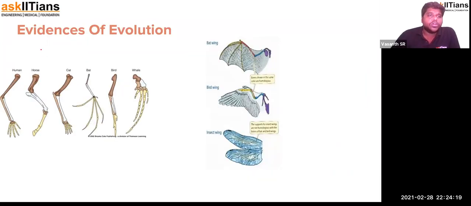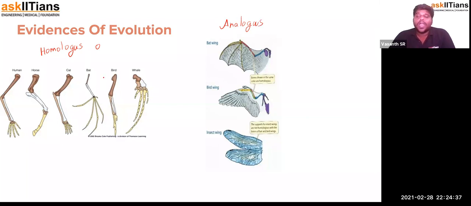Here, this is called homologous organs. Homologous organs. And this is called analogous. So what is homologous? Homologous organs are organs that have the same structural characteristics but different functions. So if you see, a human hand has all the bones color coded. So you can see they're all the same bones, but the purpose of the human hand is to grab hold of things and do several works.